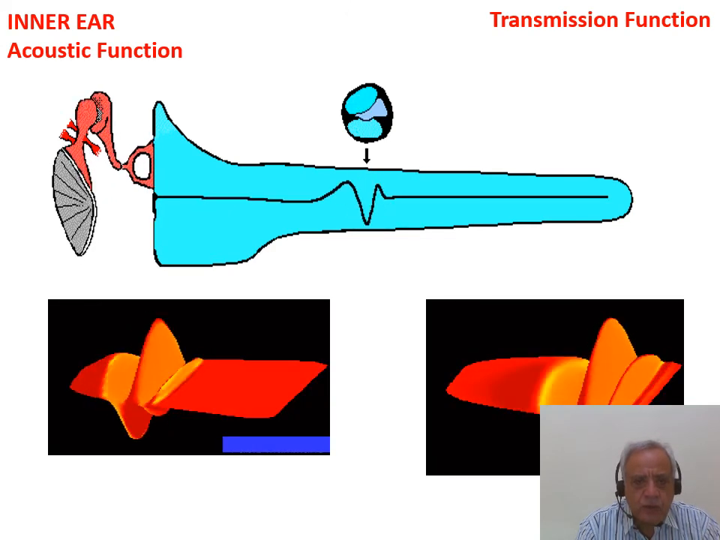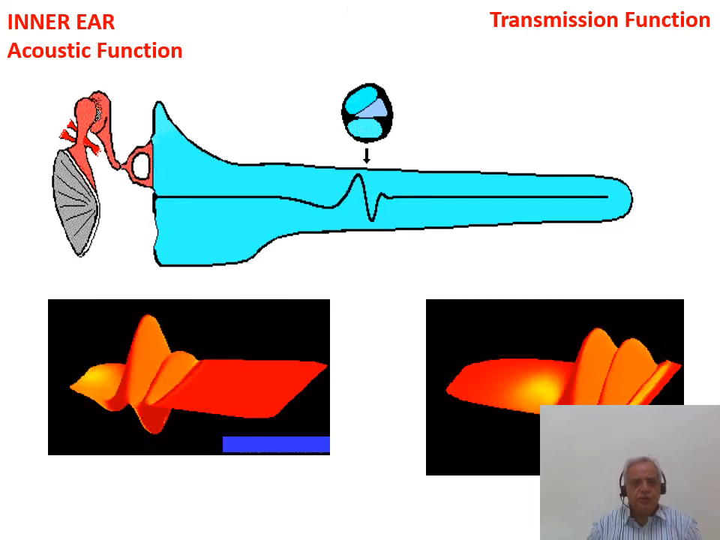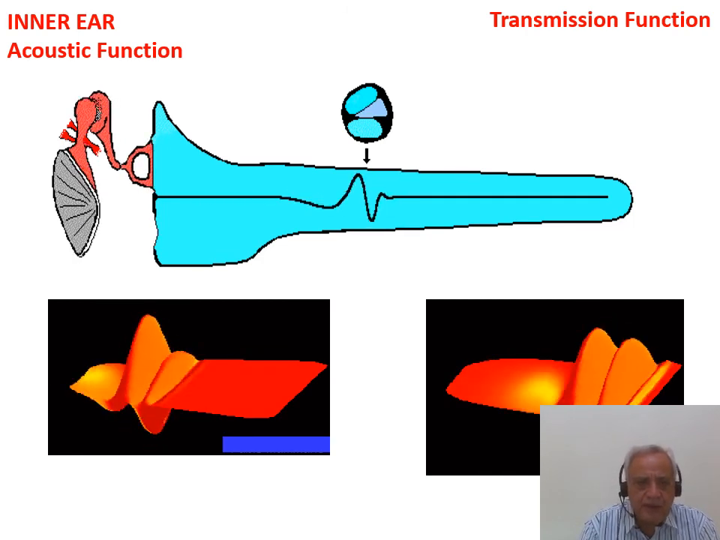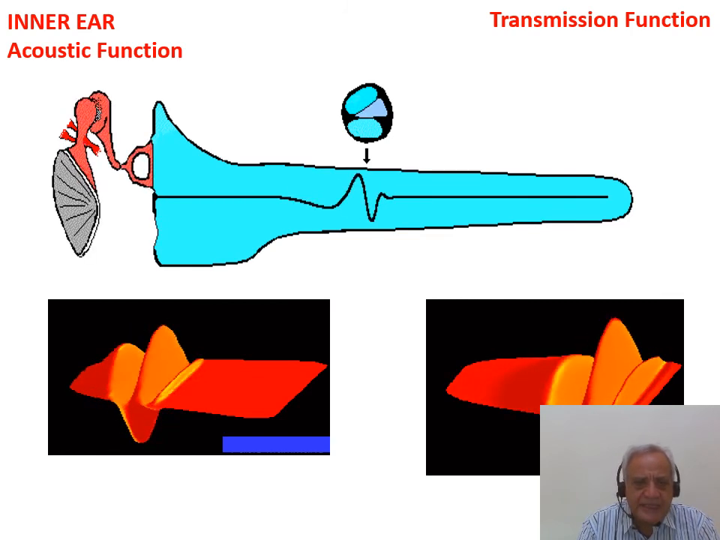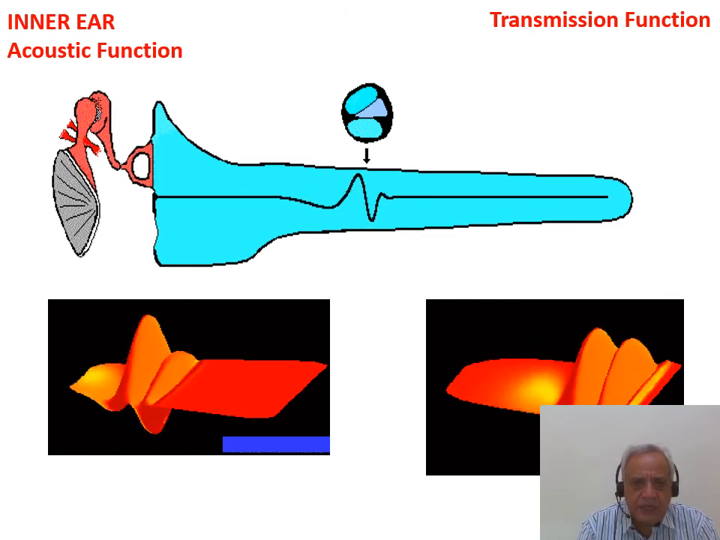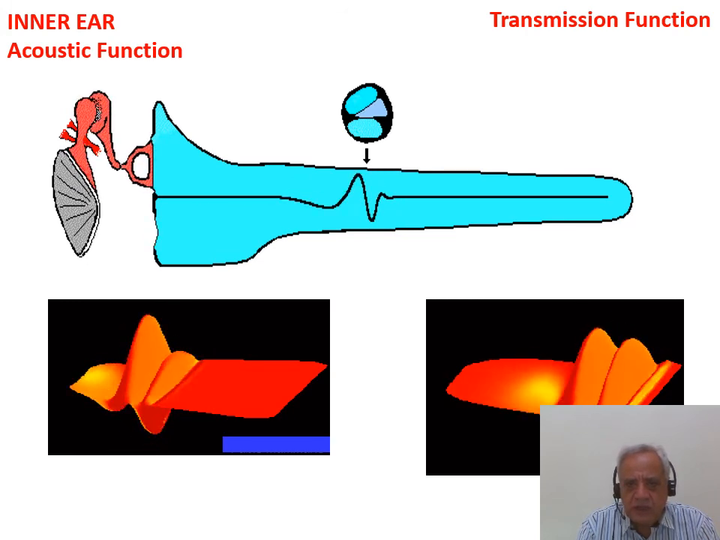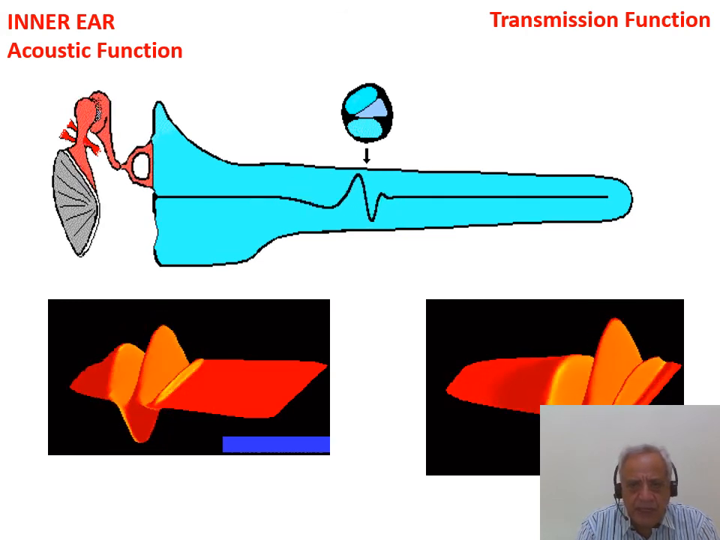You can also appreciate in this picture the movement in the different parts of the basilar membrane, from the base near the stapes to the apex at the end, at the open end where the scala tympani and scala vestibuli communicate.